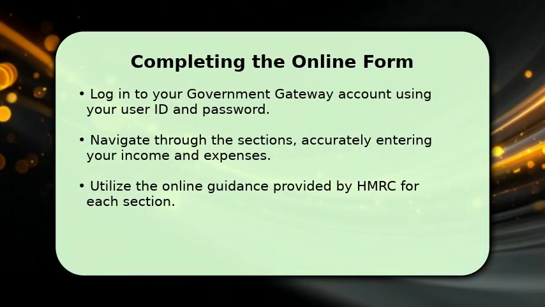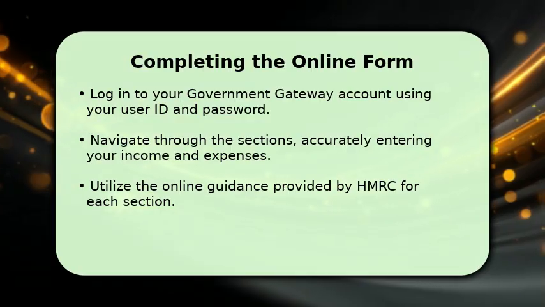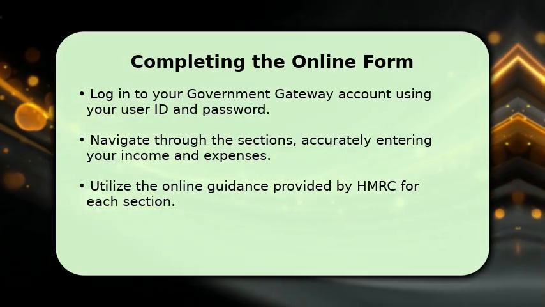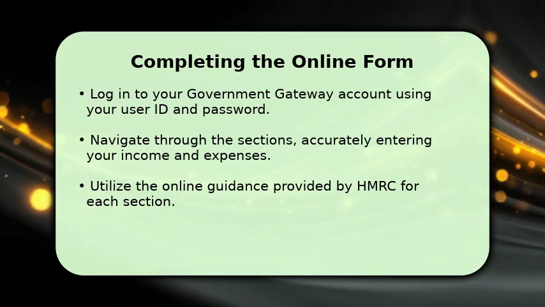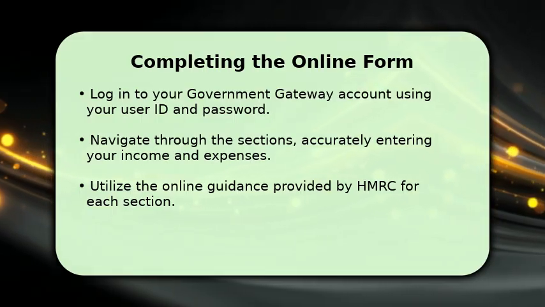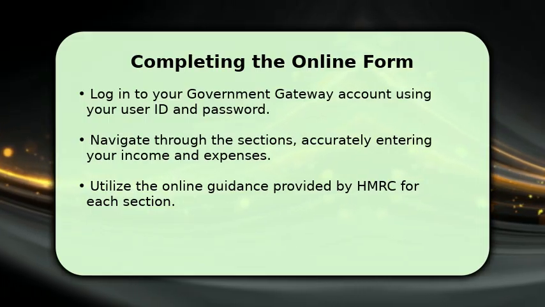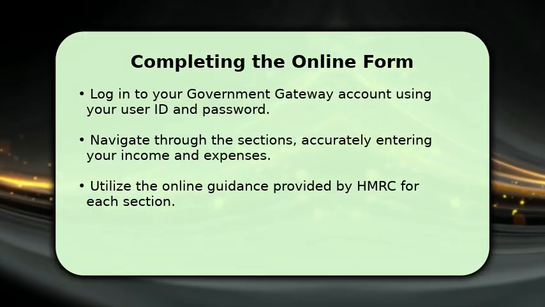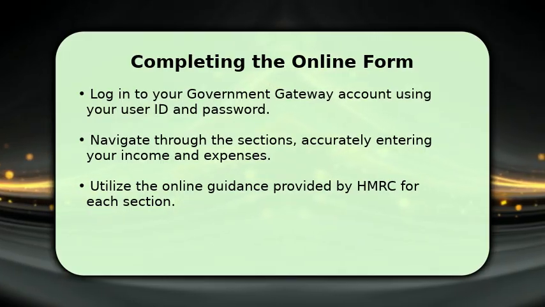Once logged in, you will navigate through various sections of the online tax return. Carefully input all your income figures, including any earnings from employment, self-employment, or investments. Then, enter your allowable expenses, ensuring they are correctly categorized. The system will guide you step by step, and you can save your progress at any point. Double-check all entries for accuracy before moving to the next section.